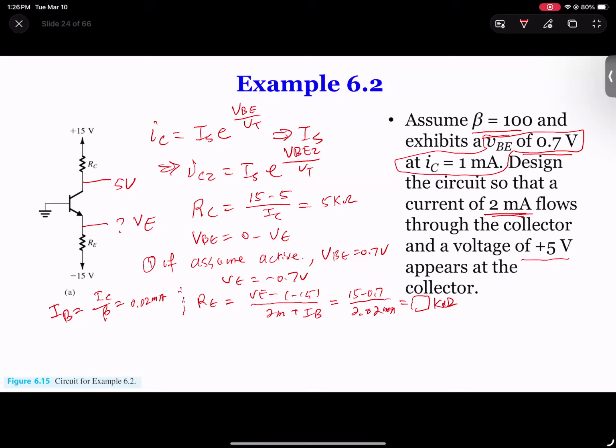So what I did here is I assumed it's active. I assumed VBE is 0.7, so I got this answer. But we didn't use that 0.7 at 1 milliamp. That's the problem. So the answer here, even though it's good enough, is not the exact answer. It's a little bit off from the actual diagram. So to get the exact answer, what do we need to do?